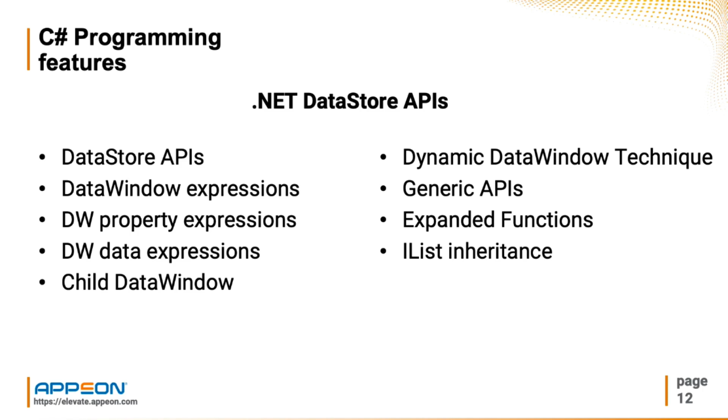There are generic APIs, which provide a set of generic APIs that make coding more concise and type safe, thereby significantly boosting development productivity. Expanded functions: there's support for aggregate functions like sum, average, max, min, and the data buffer access and manipulation functions too. For example, reverse, all, any, exist, and this is done through generic interfaces. IList inheritance is there too. So for example, the .NET DataStore can inherit from an IList, which actually enables the data from the .NET DataStore to be readily passed to other .NET classes. That's very nice too.